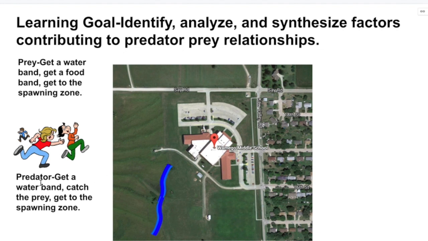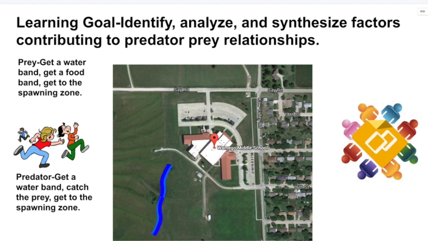The predator's job was to get a water band from the watering spot, catch the prey as they ran around, as well as get to the spawning zone and get a red band for that. After every 3 minutes of play, the teacher would blow a whistle, the kids would pause and tally how many predators and how many prey were remaining. They would also note any observations they saw in the way that the predators or the prey were behaving and interacting. After multiple rounds of the game, they got together in their groups and examined their data and their findings.